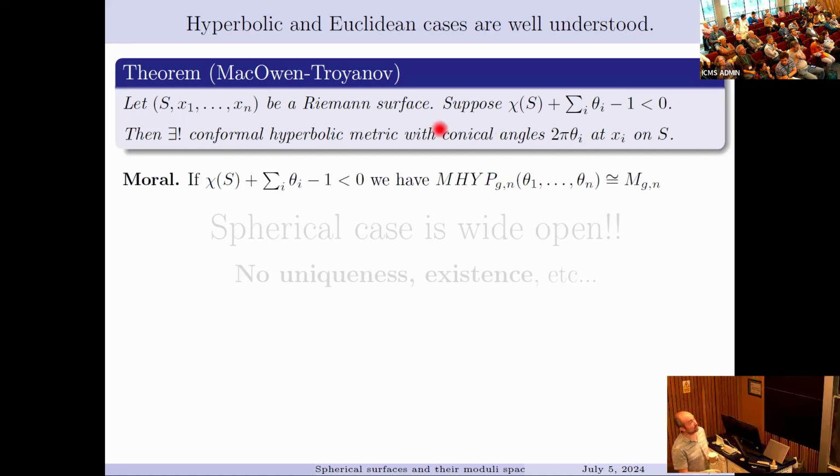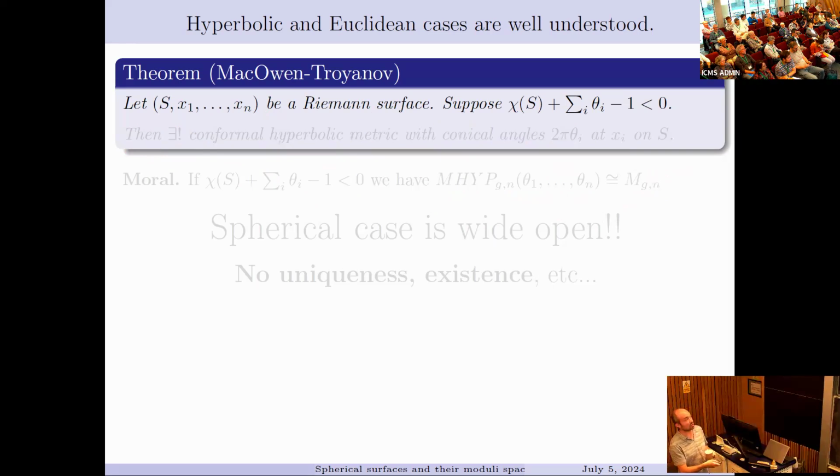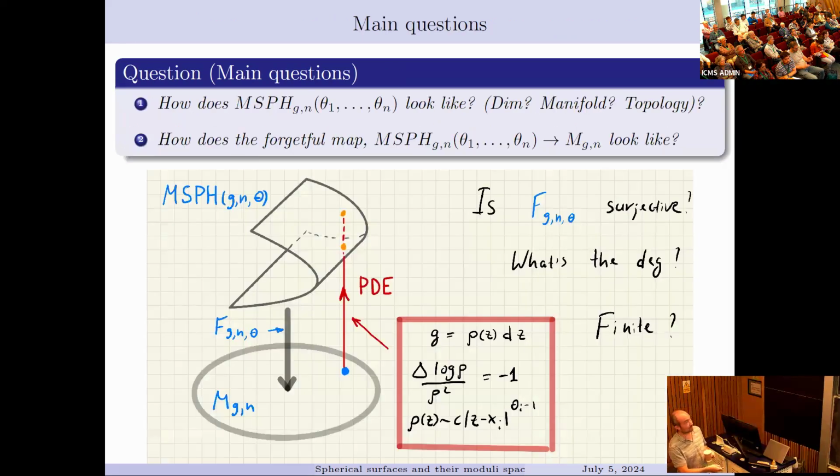And if there is a unique conformal hyperbolic metric, then what we see is that these two spaces, the space of hyperbolic metrics and the space of Riemann surfaces, are the same. So in other words, the question that we have here is just a triviality. This map is a one-to-one map, nothing to say.